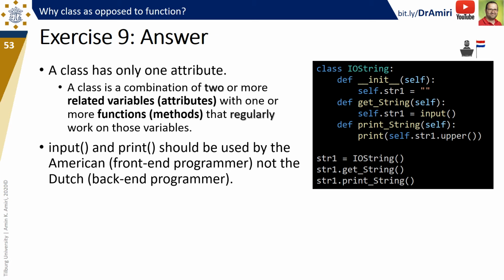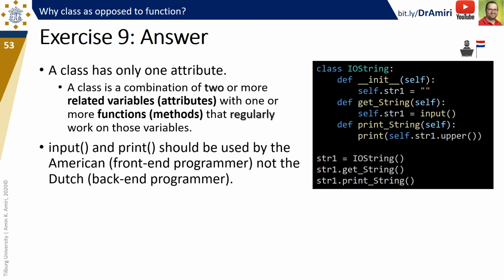The second issue with this code is using input and print inside the class. Note that the class is going to be used by the front end programmers, not by users. So you as the backend programmer should not be in charge of having interactions with the user. The input function and the print function belong to the front end programmer. So instead of getting input, you get an argument from the user for the method.